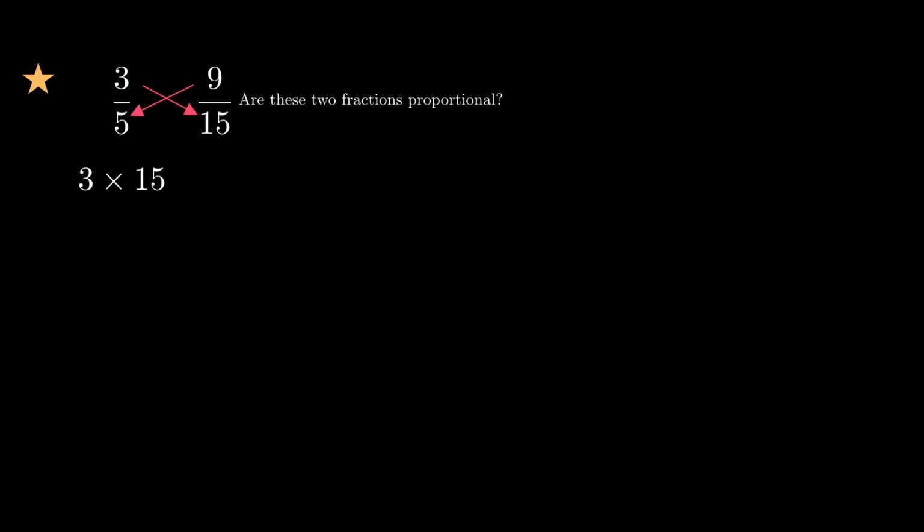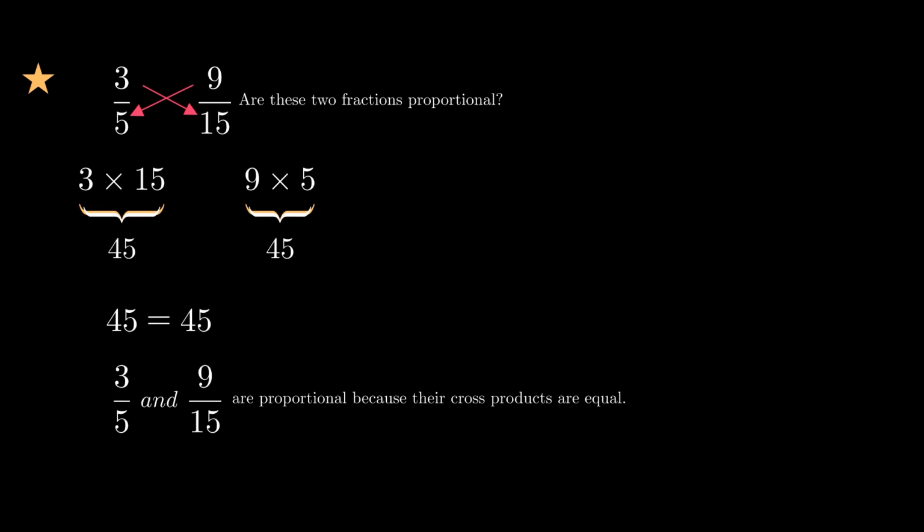Are the two fractions 3 over 5 and 9 over 15 proportional? Well, to find out, we can cross multiply. Let's multiply the numerator of the first fraction by the denominator of the second fraction, and the denominator of the first fraction by the numerator of the second fraction. After multiplying the first expression, we get 45, and after multiplying the second expression, we get 45 as well. So therefore, the two fractions are proportional because their cross products are equal.